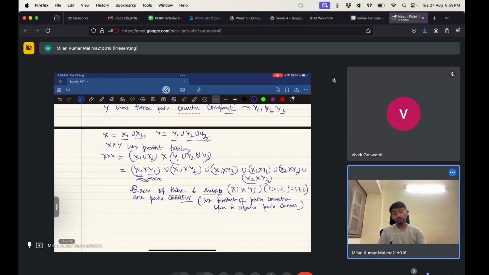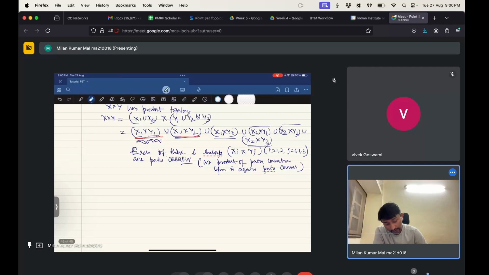As x1 is path connected and y1 is path connected, x1 cross y1 will be path connected. Similarly, x1 cross y2 will be path connected, x1 cross y3 will be path connected, and x2 cross y1, x2 cross y2 and x2 cross y3 will be path connected. But you can note that x1 comma y1 and x1 comma y2 don't have any common point. They are disjoint. Each of these six subsets is path connected. So what I want to point out here is that x cross y has six path connected components.